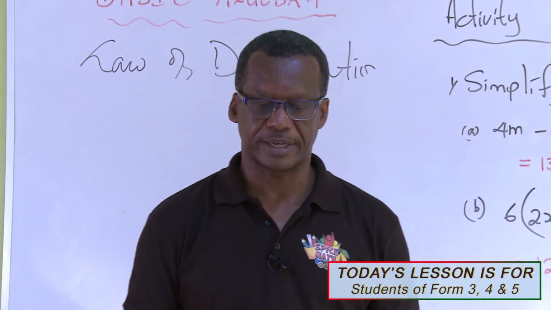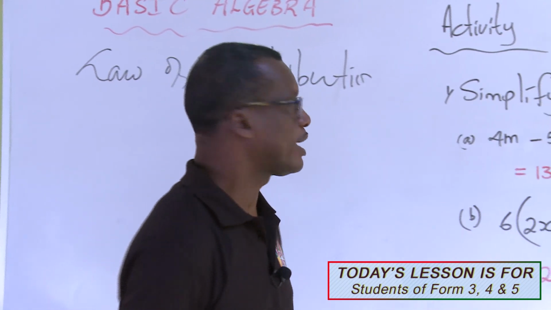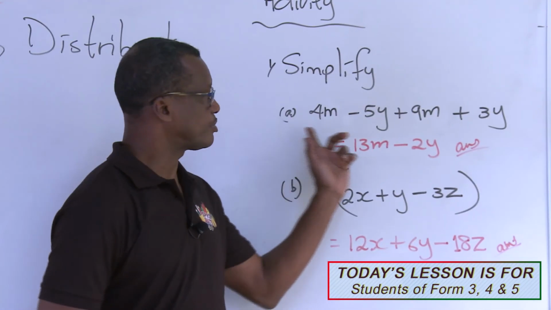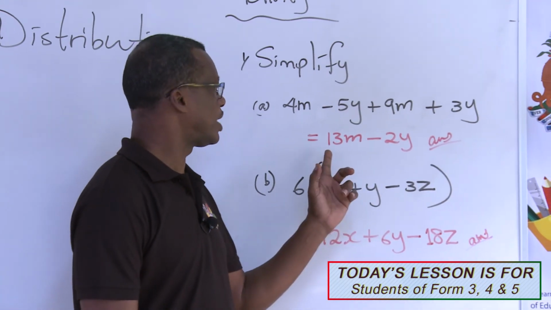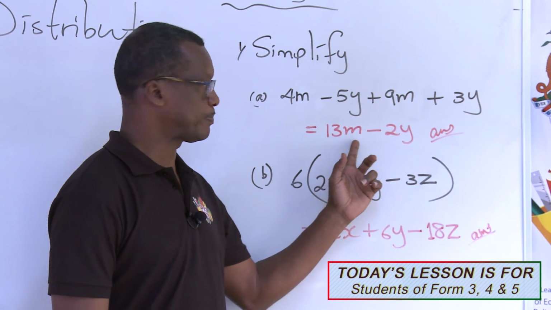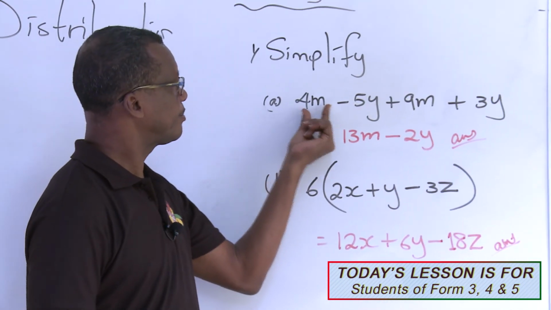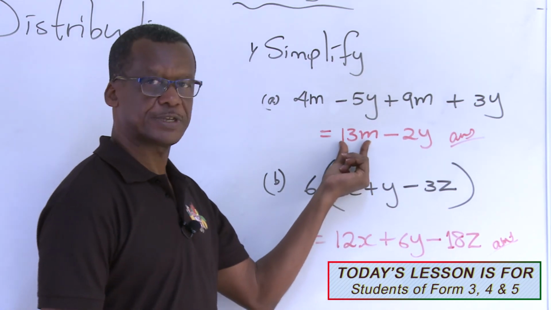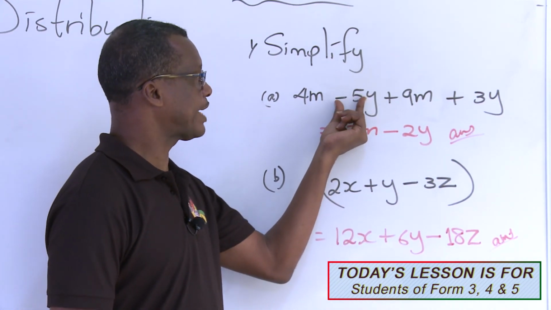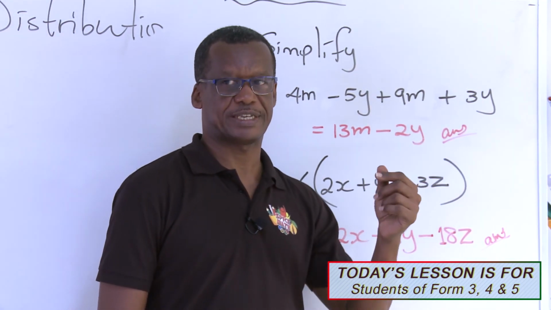All right, well, welcome back. You were supposed to have some questions to work on, and we now have the answers. If you brought the like terms together for number 1, 1a, your answer should have been 13m minus 2y. And let's see how you got that. 4m plus 9m gives me 13m, and negative 5y plus 3y will give me negative 2y.